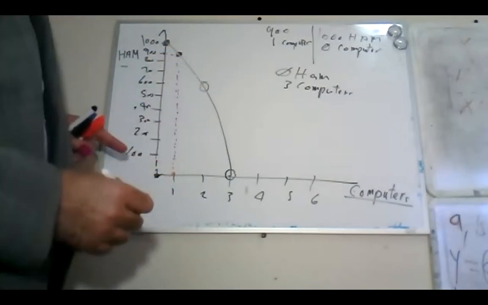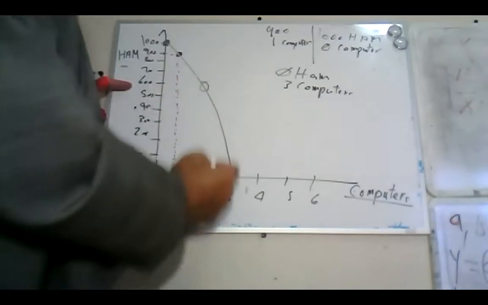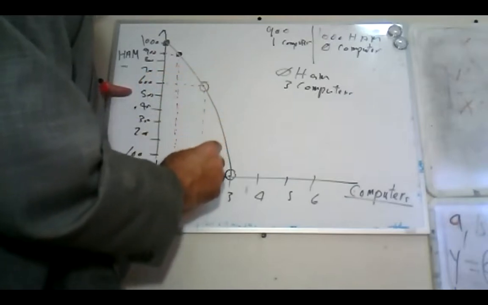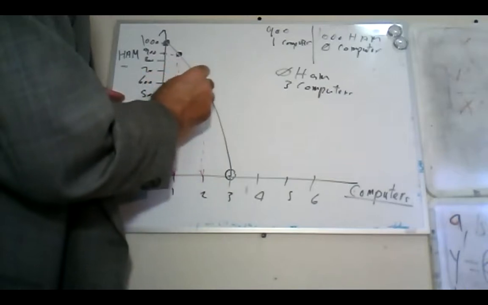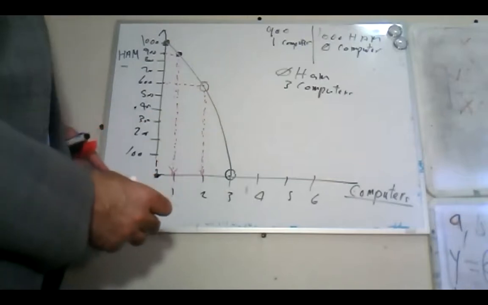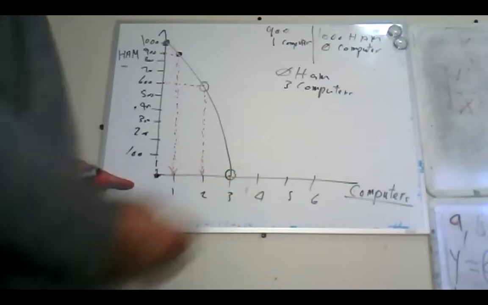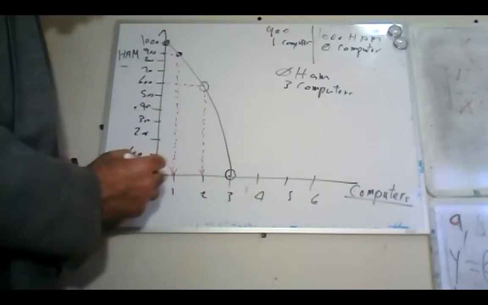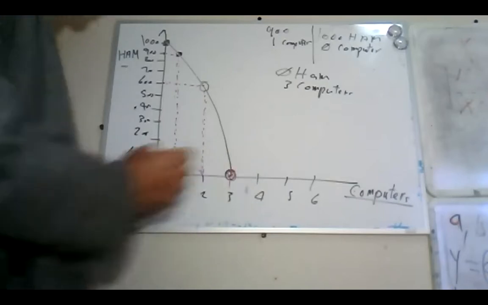Okay. Then with 600 ham, we have 2 computers. That is this point, like this. Then finally, with 0 ham, 3 computers. So 0 ham means I won't go up here. Nothing up. 0 ham, but there are 3 computers. This is the point here.